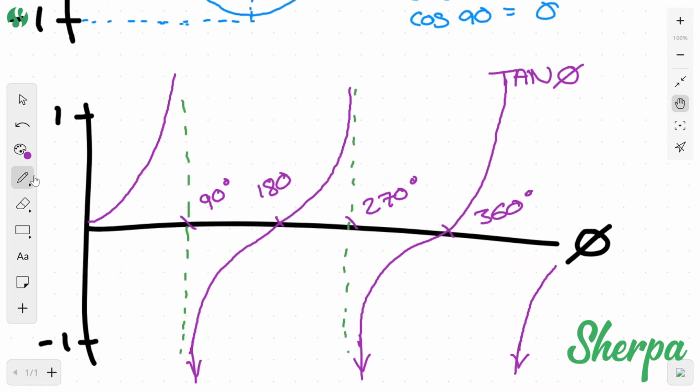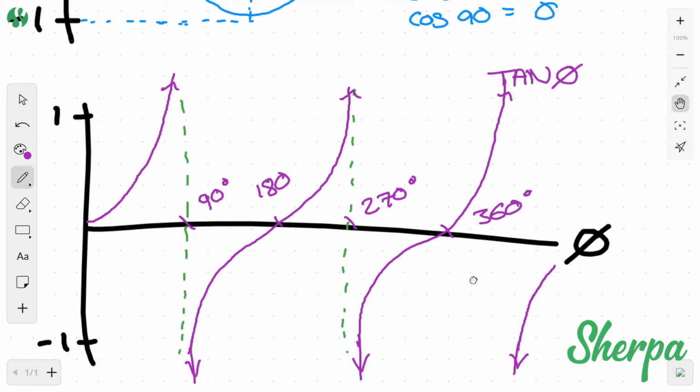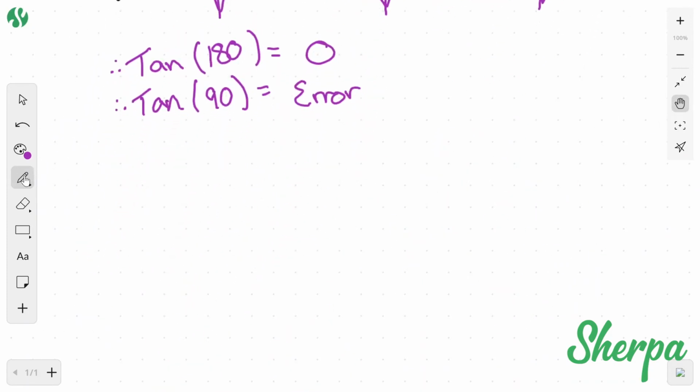As you can see here, we'll draw these little lines. A tan wave goes higher than 1. So if theta goes towards 90 degrees, then tan theta is going to go towards infinity.